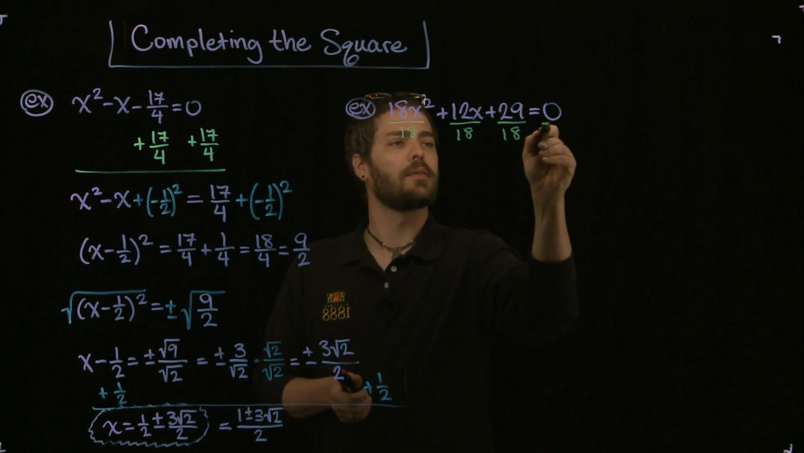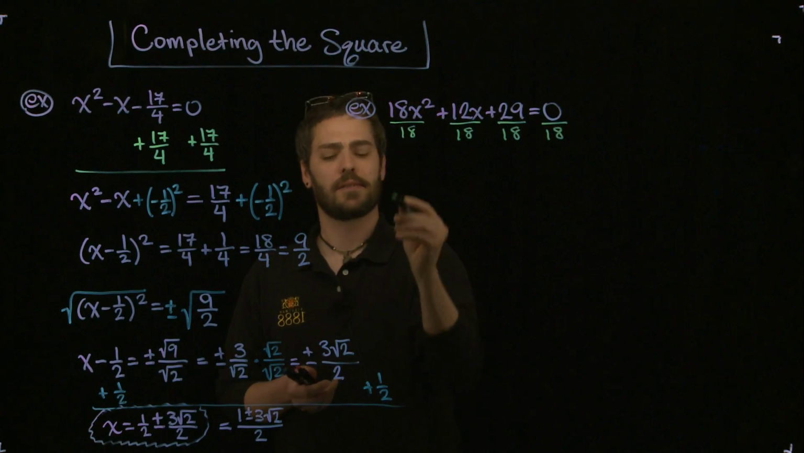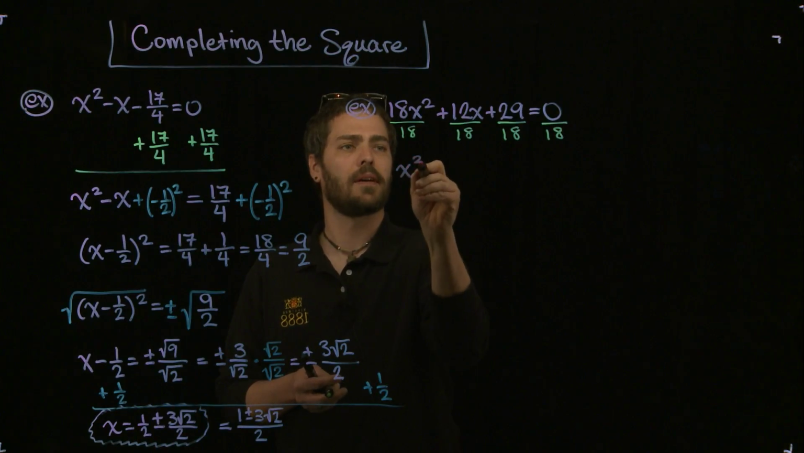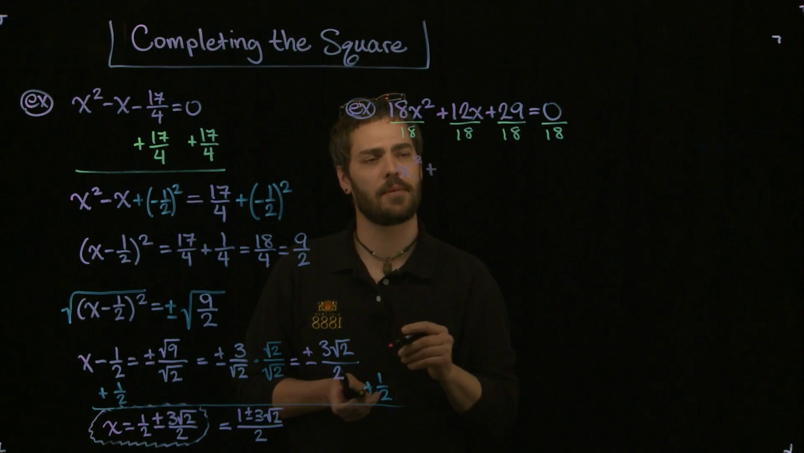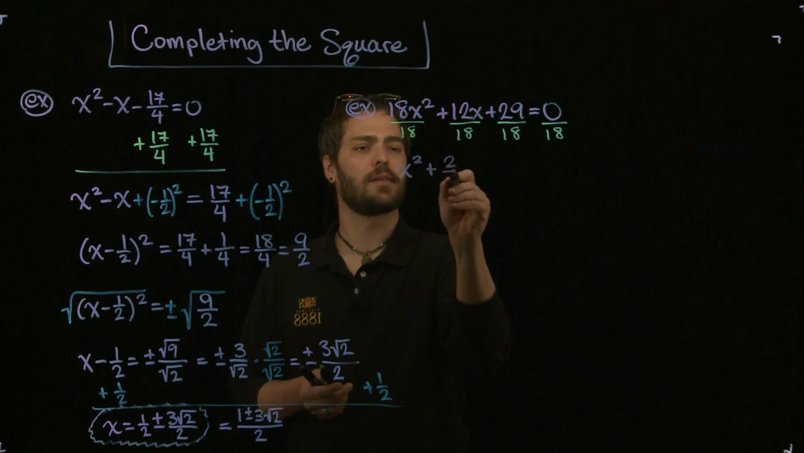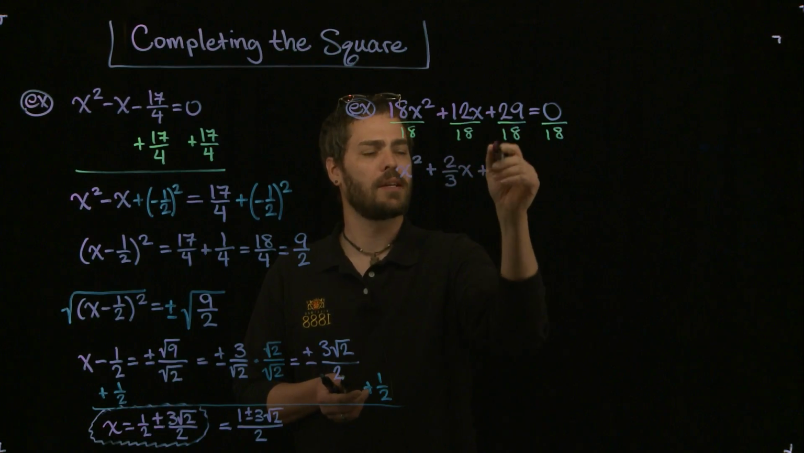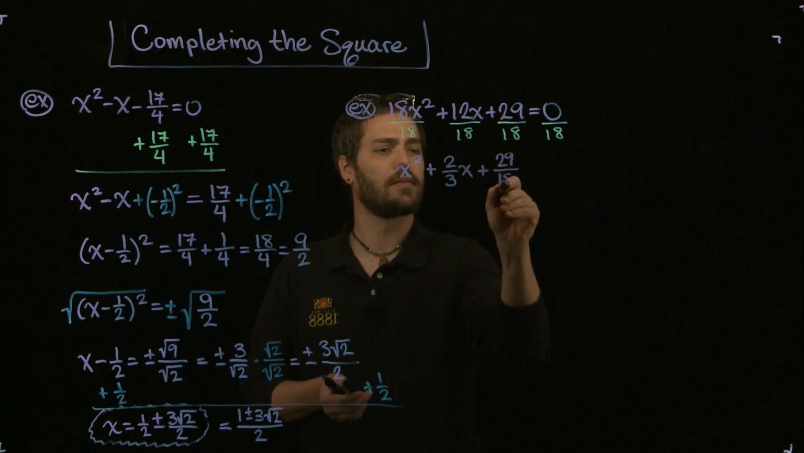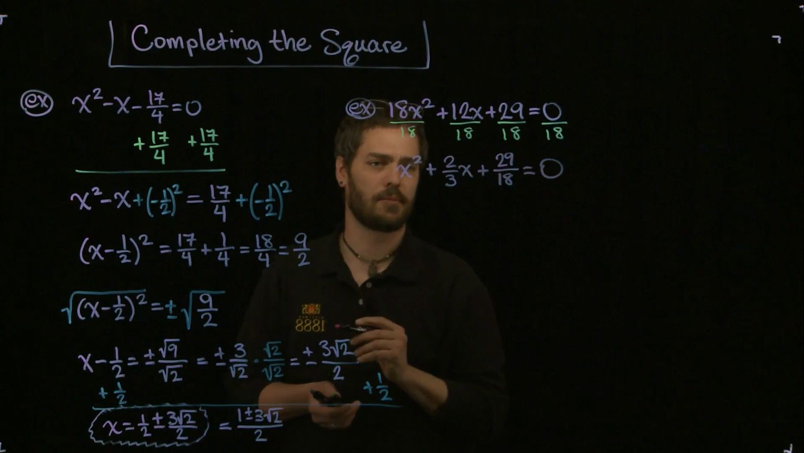Okay, you've got to do that to both sides of the equation. These guys cancel, and we get x squared plus, I'm going to go ahead and reduce the 12 over 18, reduce the top and the bottom by 6. So that gives me 2/3 x plus 29, which is a prime number, so that's just 29 over 18 equals 0, divided by anything is 0.